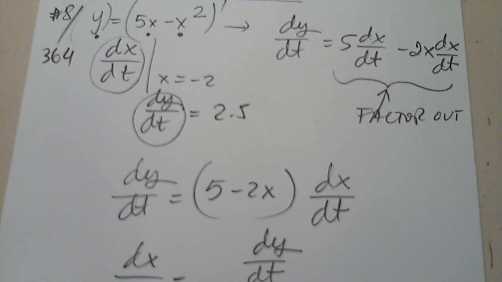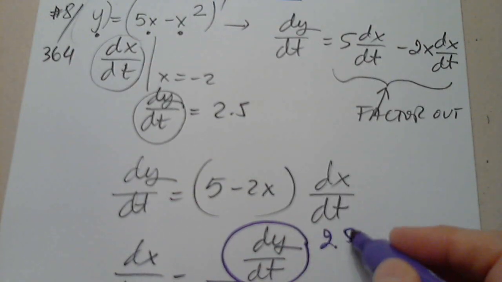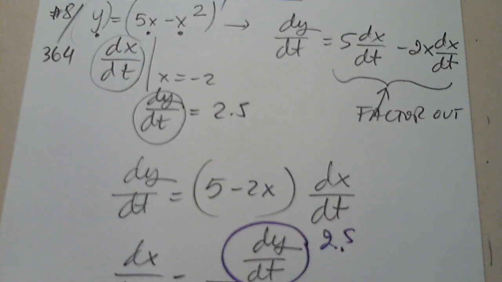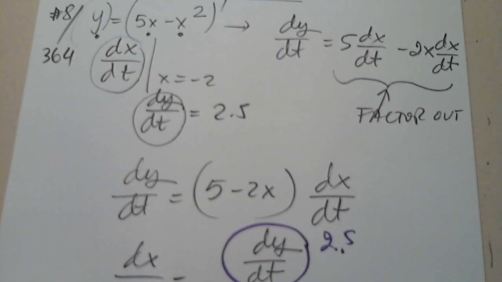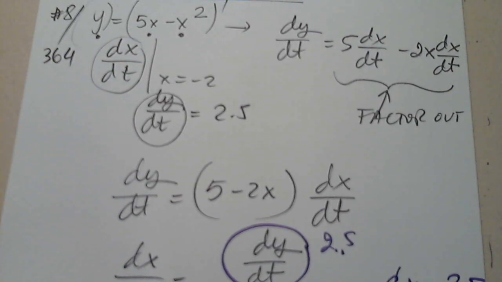So let's stop for a second and see if this is okay. Is this okay? Yes. Perfect. So now we plug in the given information. What do I plug in? Well, I replace dy over dt by 2.5, and I replace x by negative 2. So the top is 2.5, and the denominator is 9. So dx over dt is 2.5 over 9.